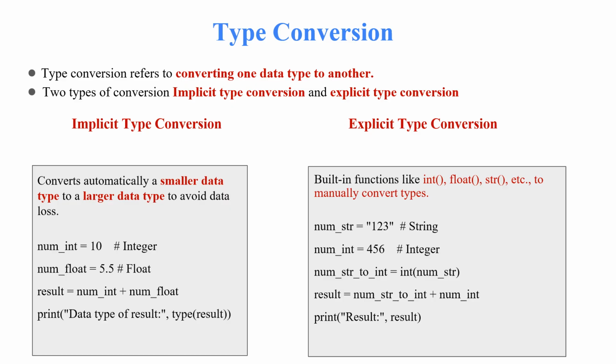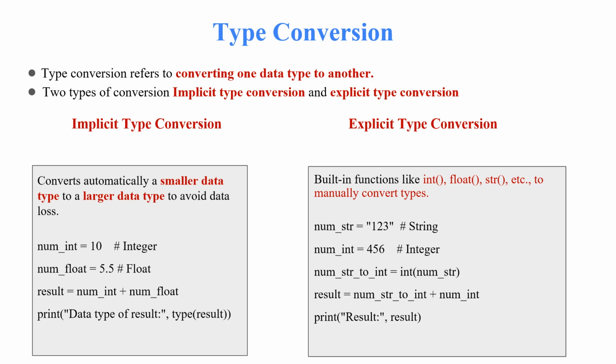Now so far we have seen how to write a data type and how to set it to a specific data type. Now we'll move on to something called type conversion. So what is type conversion? Converting from one data type to another is called type conversion. For example, integer to float, integer to string, whatever it is.